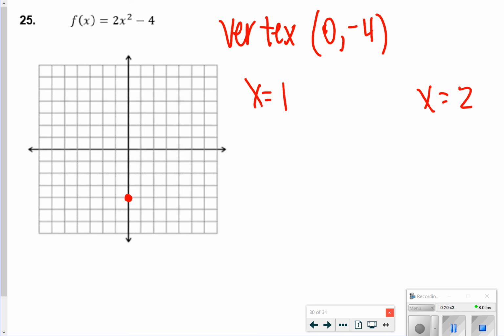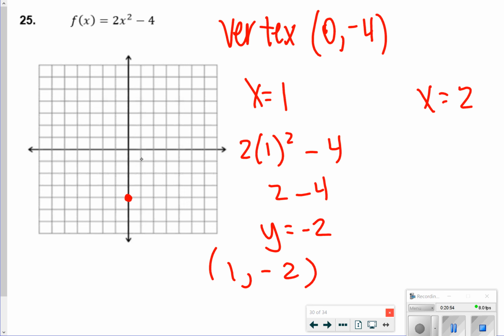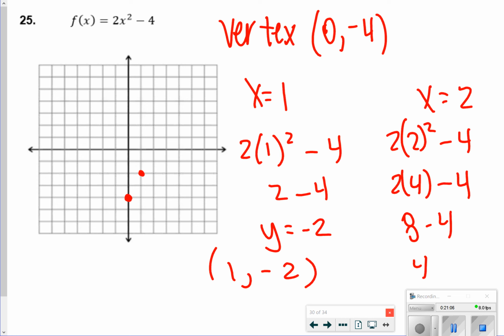Can't use 0 here. So when x is equal to 1, that's 2 times 1 squared minus 4, or 2 minus 4, which is equal to negative 2. So 1 comma negative 2. And then when x is 2, just plug that 2 in. So that's 2 times 4 minus 4, or 8 minus 4, which is equal to 4. So that would be 2 comma 4 as another one. 1, 2, 2, 3, 4. So then you would just, again, make your symmetrical points and curve it.